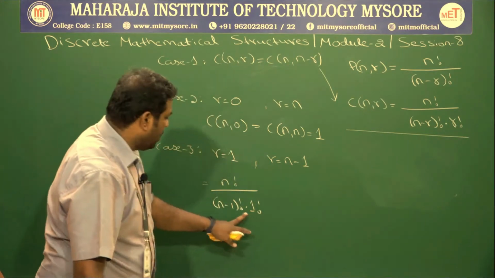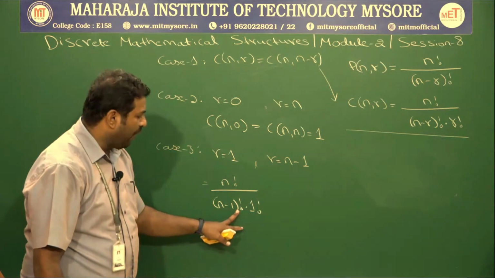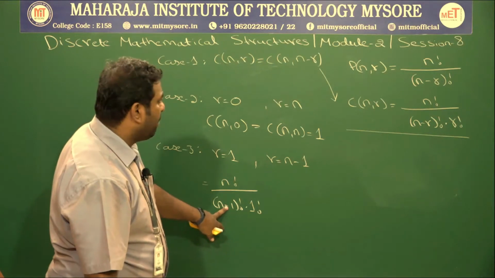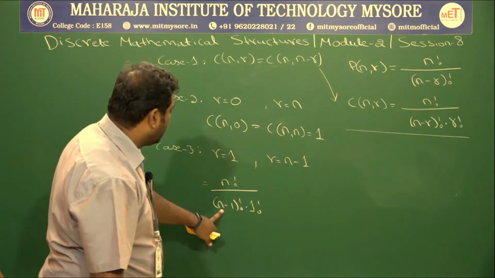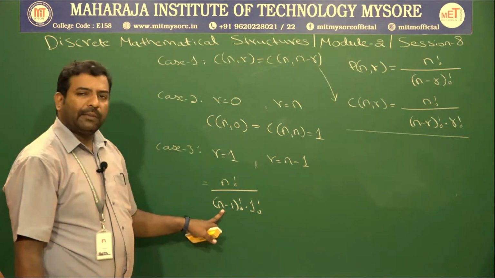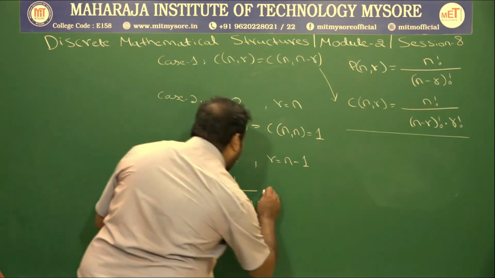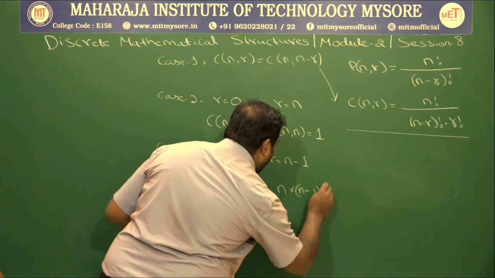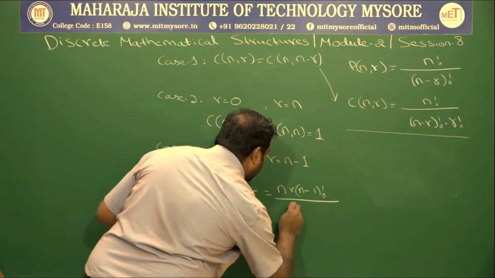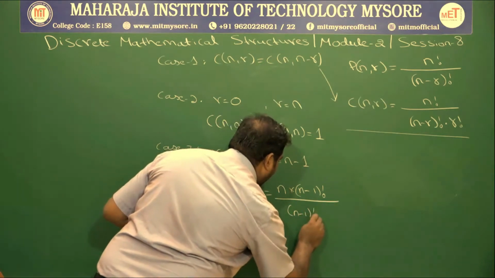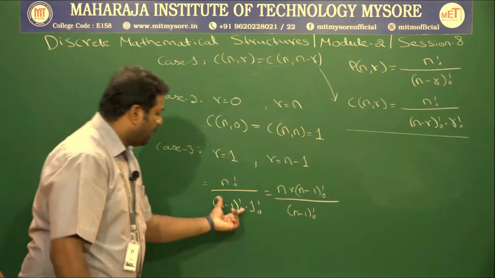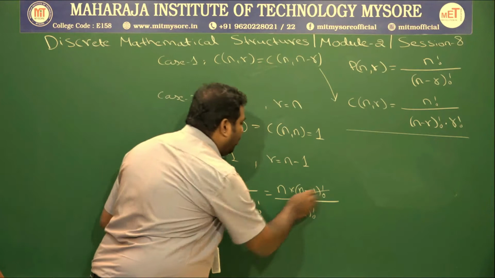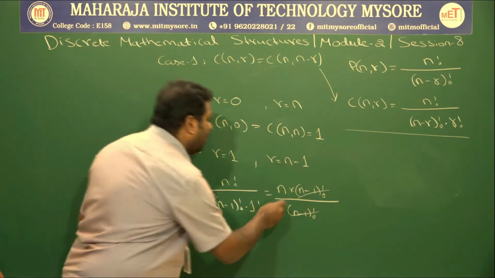So 1 factorial is 1 and I remain with n minus 1 factorial, so I am going to have n factorial divided by n minus 1 factorial into 1. Now can I expand this as n into n minus 1 factorial, whole thing divided by n minus 1 factorial? Can I do this? Because this is 1 factorial into 1, I have just expanded this. If I cancel these two, I am going to end with n.